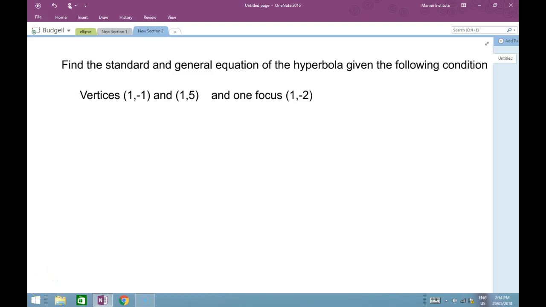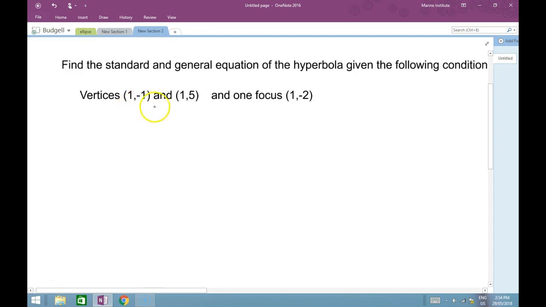Good day. Today we're going to look at trying to find the standard and general equation of the hyperbola when you're given data. In this example, we were given two vertices and one focus. The vertices are on the hyperbola where the focus is never on the hyperbola. We have to look at the vertices here.